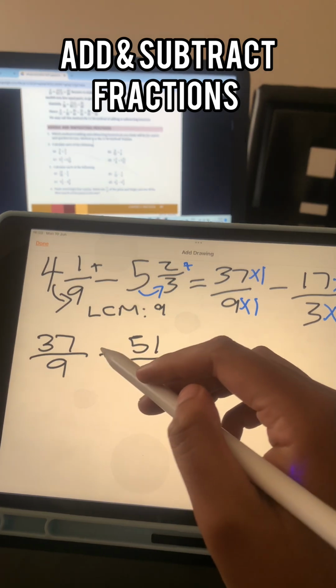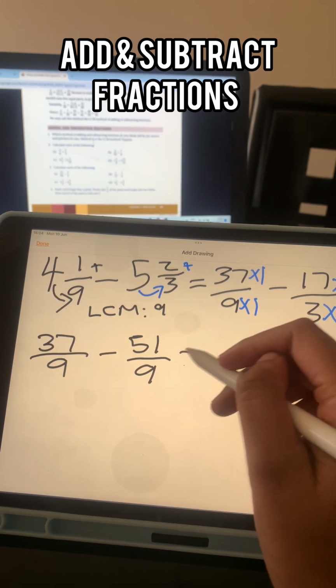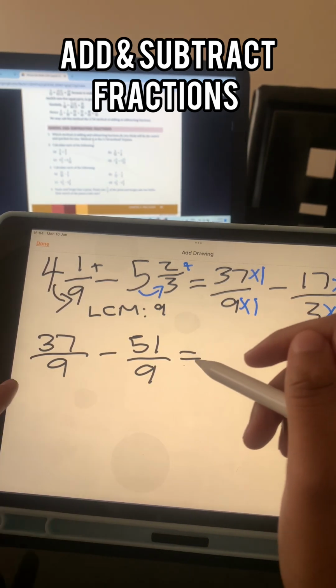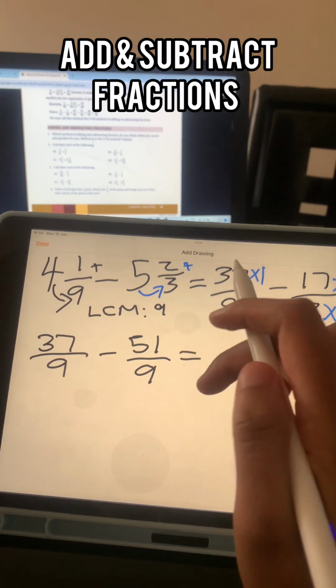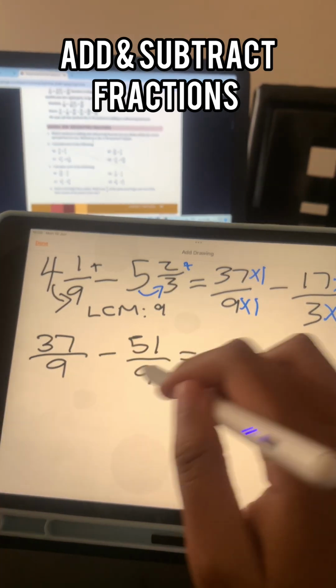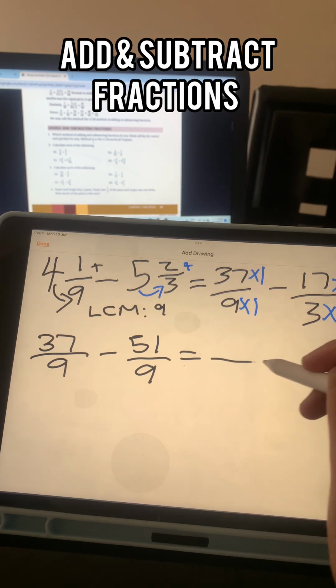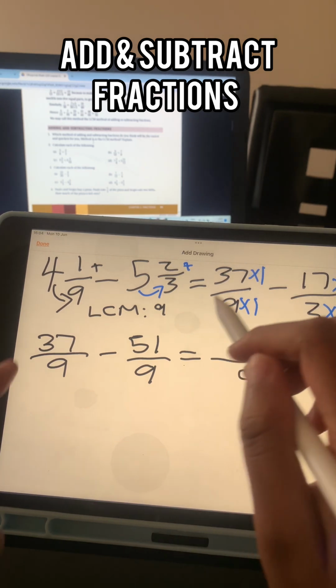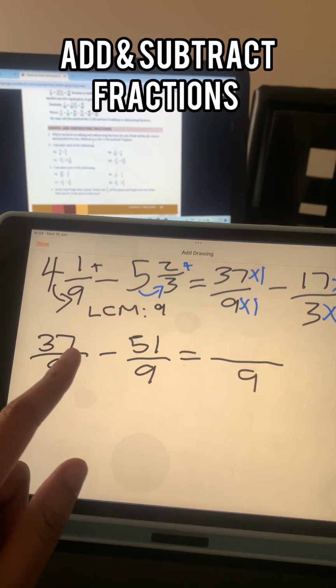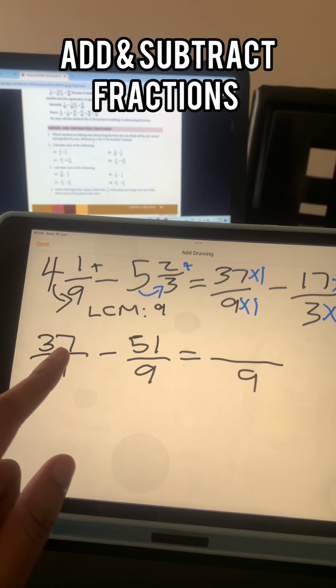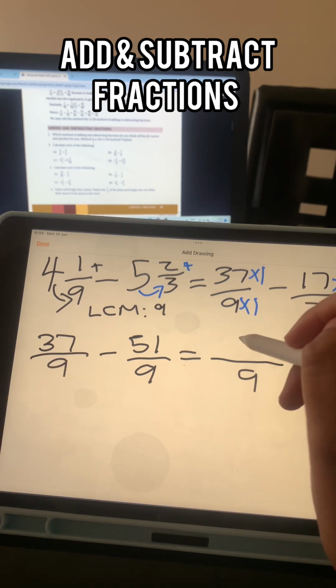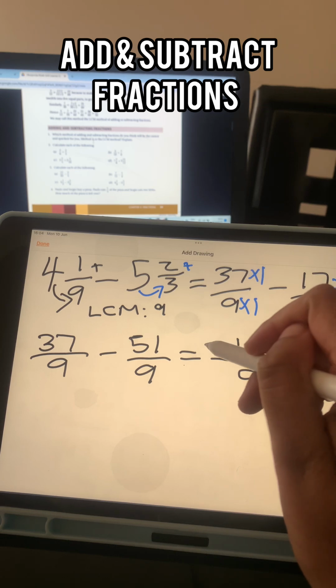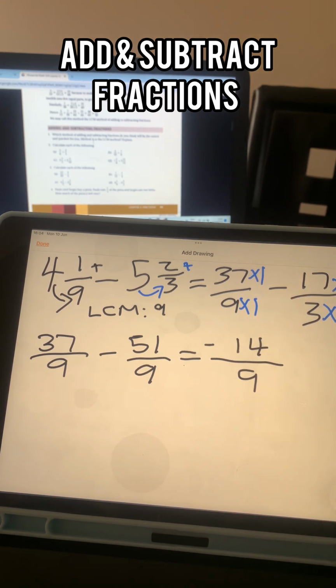That's then how you have an equation that you can actually solve. Because the denominators are the same, now you can subtract or add your numerators. Your denominator is obviously going to stay the same. 37 minus 51 gives you a negative 14. So your answer is a negative 14.